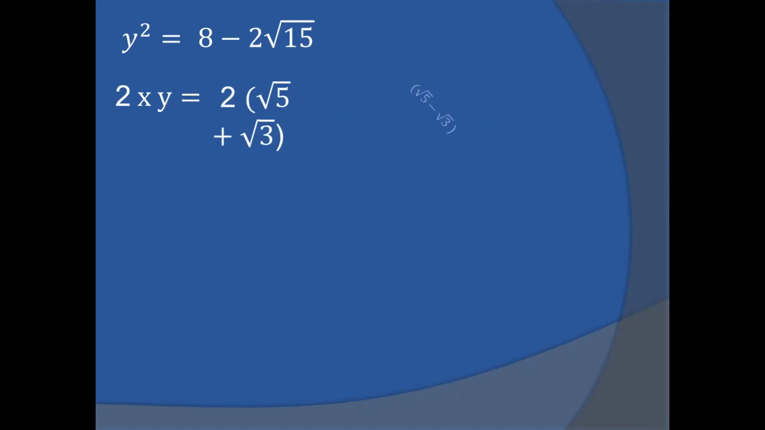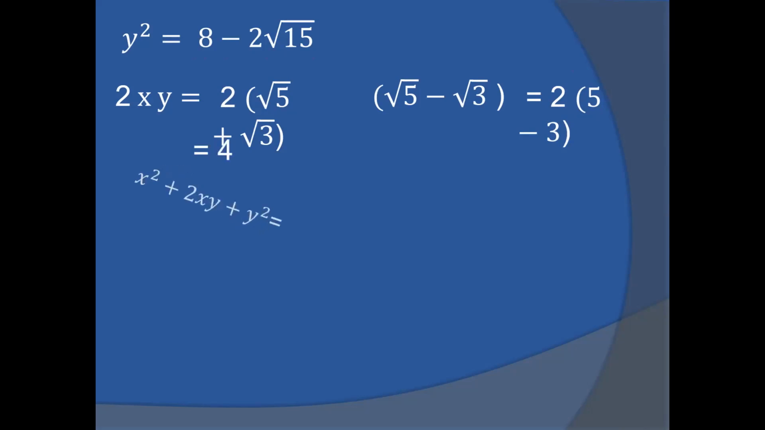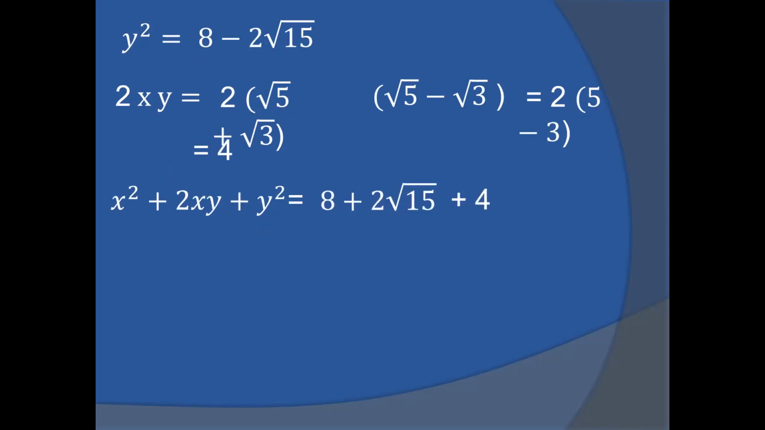It will be 2 times root 5 plus root 3 times root 5 minus root 3, which equals 2 times 5 minus 3. Because multiplying two conjugate numbers gives a rational number, it will be 5 minus 3, equal to 2 times 2, equal to 4. So the answer will be 8 plus 2 root 15 plus 4. It will be 12 plus 2 root 15.